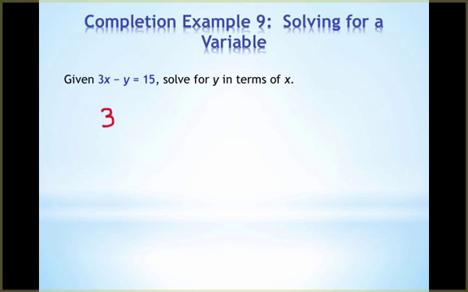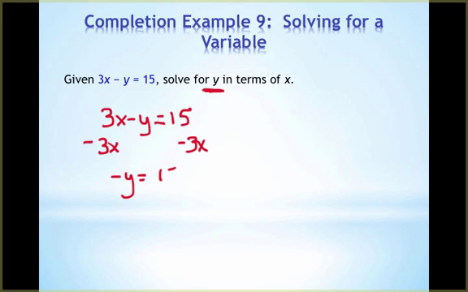So let's do another problem very similar to that. I want to solve for y. So I want to get y by itself in terms of x. So we have 3x minus y equals 15. Let's start by subtracting 3x. So negative y equals 15 minus 3x.